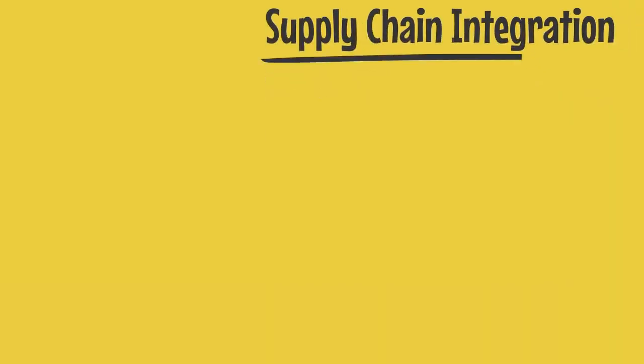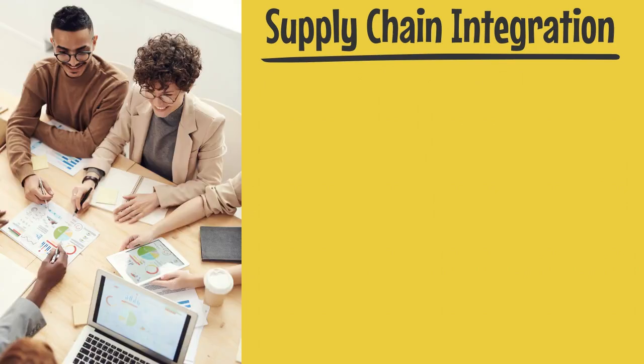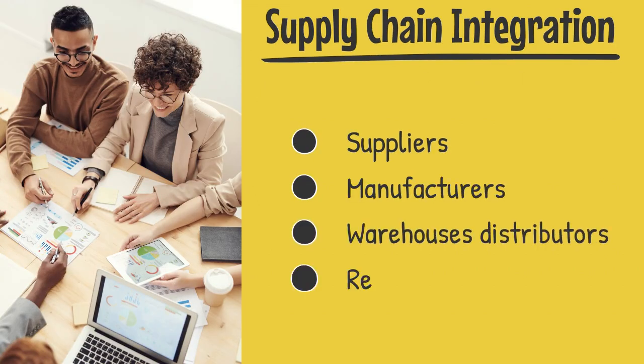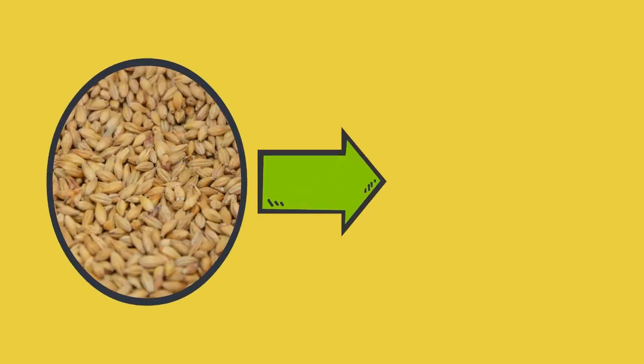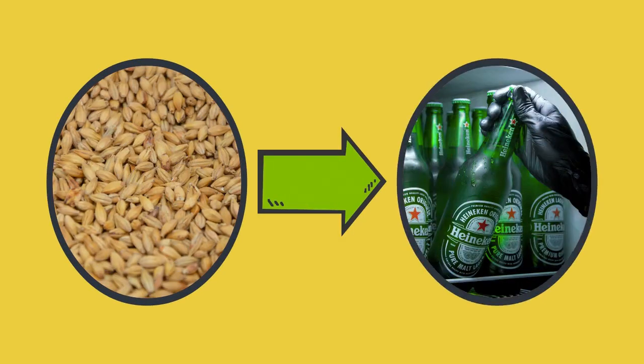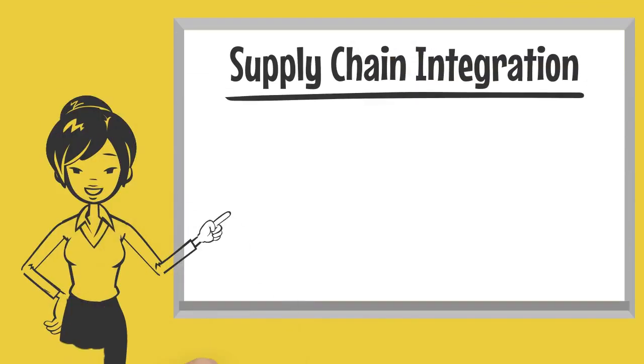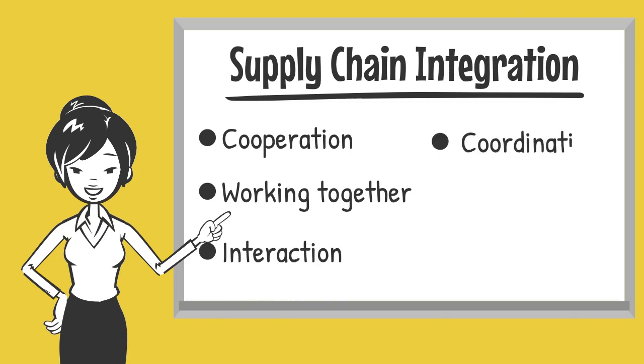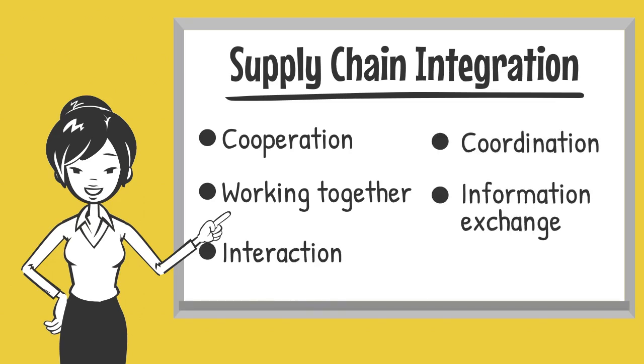Supply chain integration refers to cooperation plans and activities between suppliers, manufacturers, warehouse distributors, and retailers that aim to develop products by transforming raw materials into finished goods for customers. Managers use a wide range of terms to define supply chain integration. These include cooperation, working together, interaction, coordination, and information exchange.